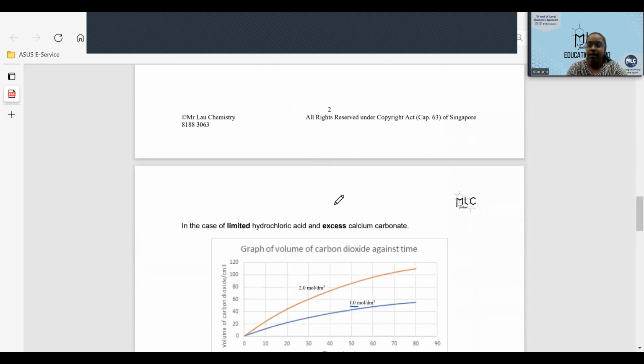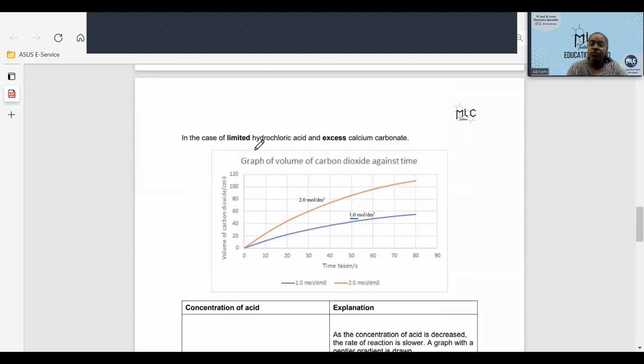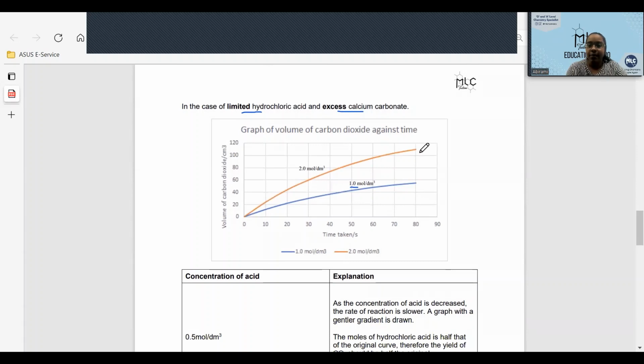Now let's consider another scenario where I have swapped my limiting reagent and what is in excess. In the case of limited hydrochloric acid and excess calcium carbonate, you can see that the volume of carbon dioxide produced for the two experiments is different. Why? Because let's compare the concentration first. We are comparing 1 mole per dm³ of hydrochloric acid against 2.0 mole per dm³ of hydrochloric acid.